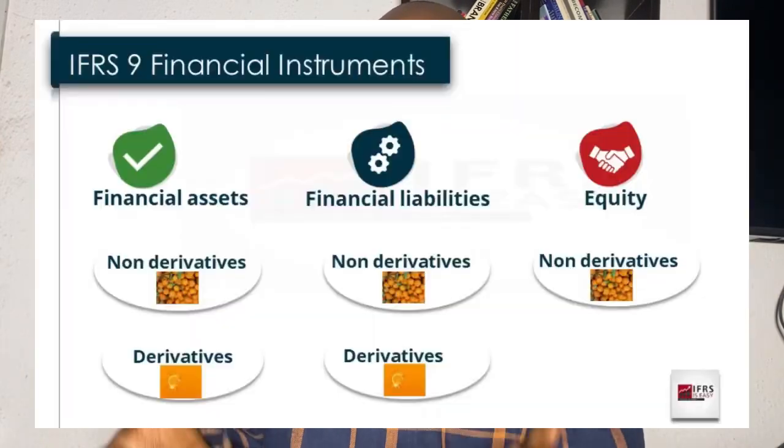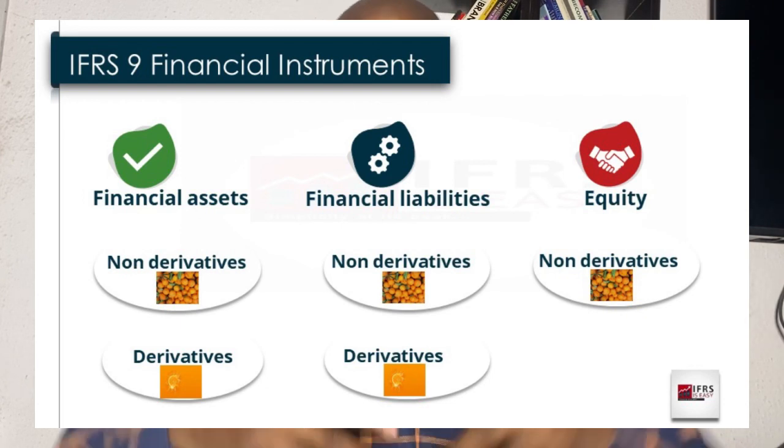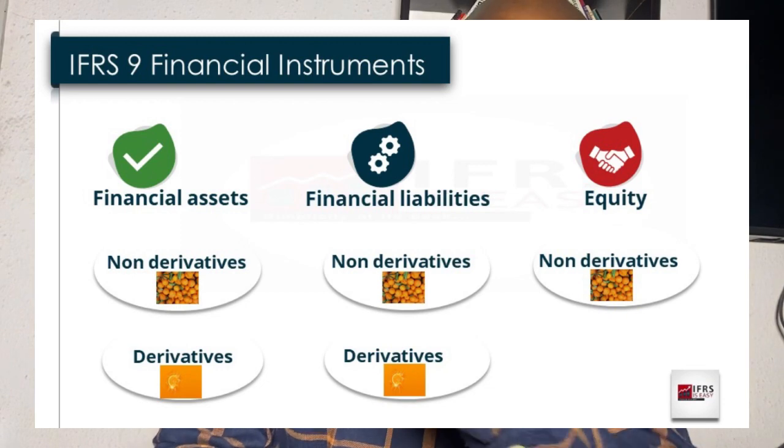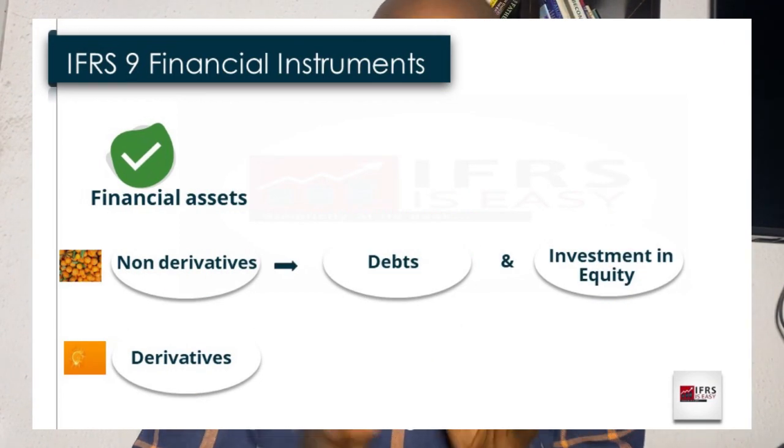It is when anything external to it is added to it that we now have something else that is called a derivative financial instrument. And so because we can have a non-derivative financial asset, we can also have a derivative financial asset, which we'll look at subsequently. We have derivative financial liabilities as well, but our equity will always be non-derivative. There are two items under non-derivative financial assets. The non-derivative financial asset could either be debt or could either be investment in equity.